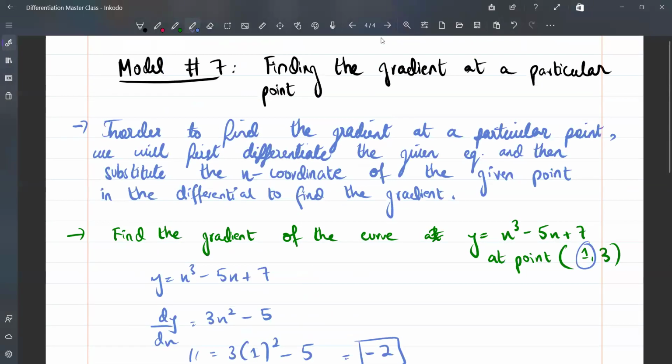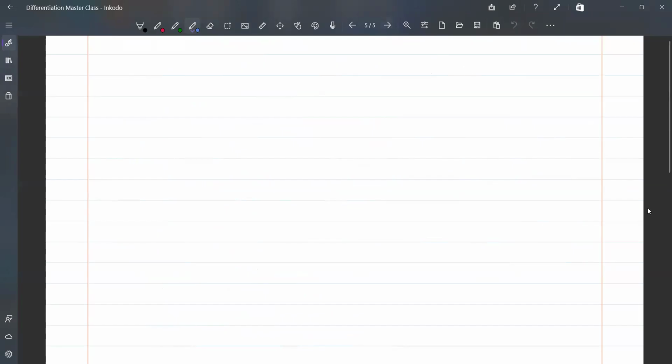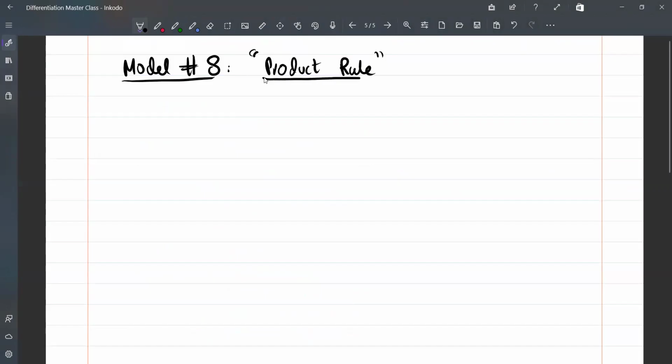So, moving on to model number 8. This model is the product rule, something I believe you have not studied in AS.